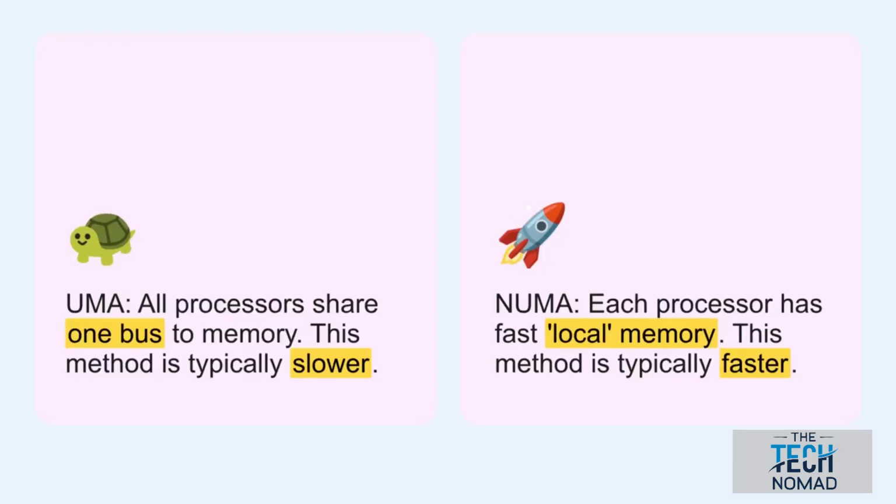So, back in the day, everything used what's called Uniform Memory Access, or UMA. The best way to picture this is like a small town with only one single lane road to the library. If everyone tries to go at once, you get a massive traffic jam. It's slow. The modern way is NUMA, or Non-Uniform Memory Access. Now this is much smarter. It's like giving each neighborhood its own local library branch with a super fast private highway to get there. It is way, way faster.